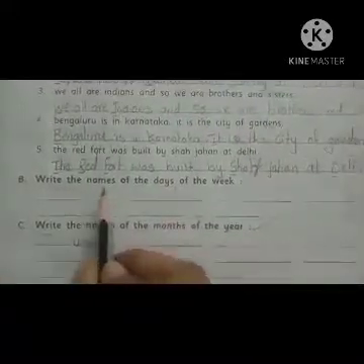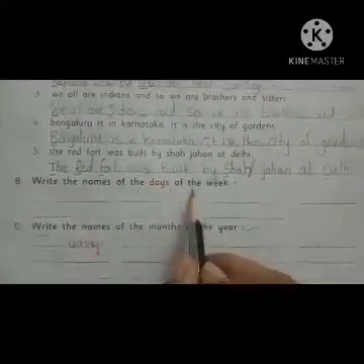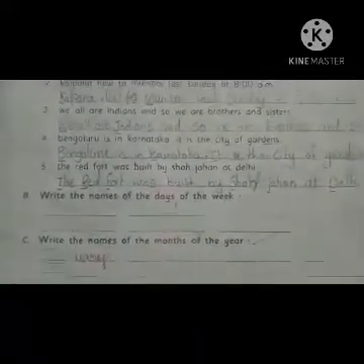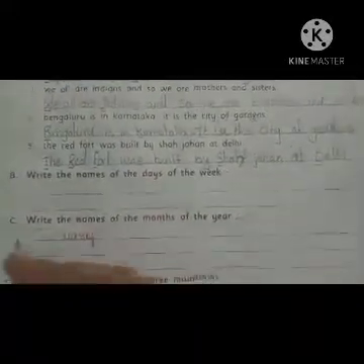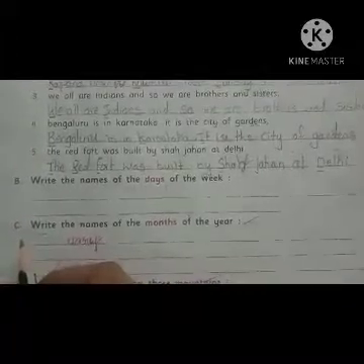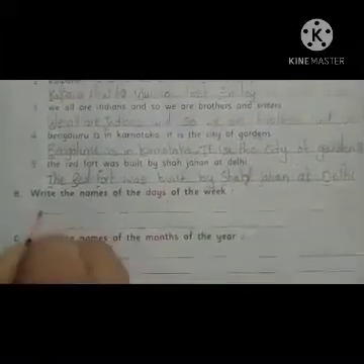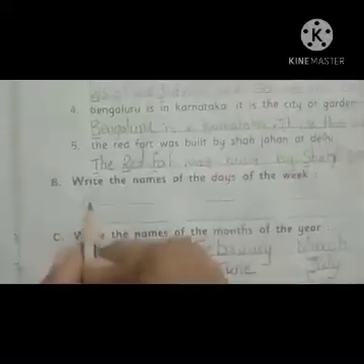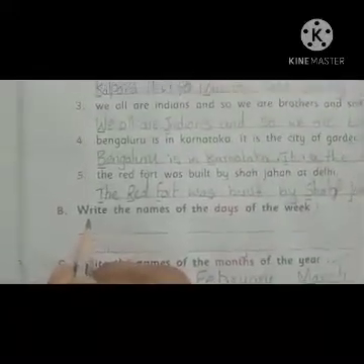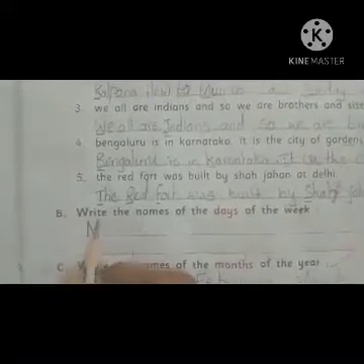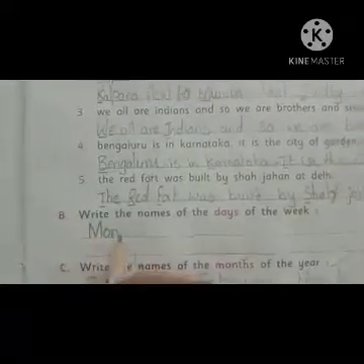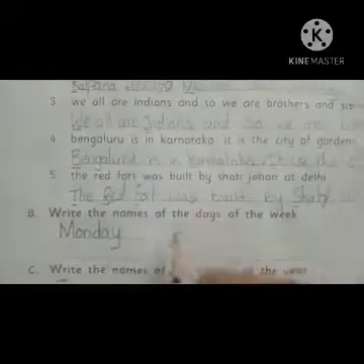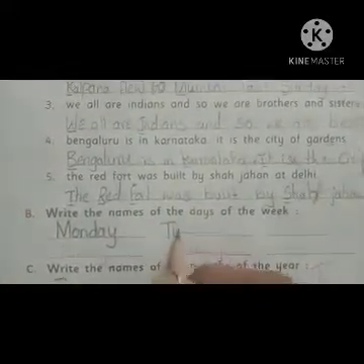B bit. Write the names of the days of the week. Now we have to write the days of the week. How many days are there? 7 days. Now write, first one is Monday. M is a capital letter. Now see here. The first one is Monday. M-O-N-D-A-Y. Monday.